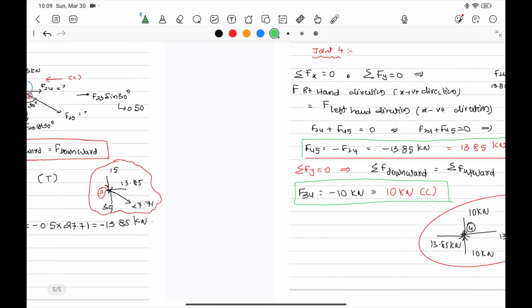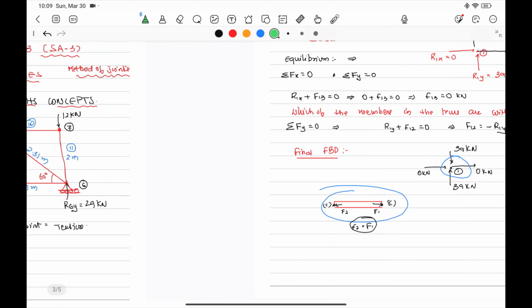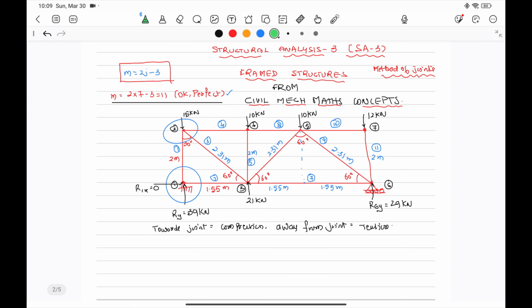Now let's go for another joint. Which joint shall we go to? We have completed this also. We will make a round. Now, the most complicated joint in the structure is this one. Shall we go for it? Maximum number of forces.